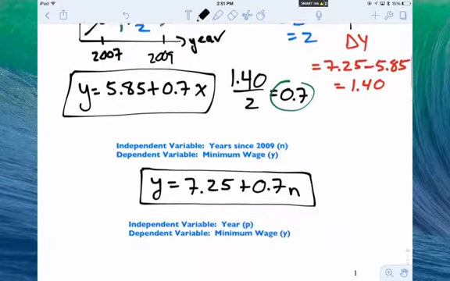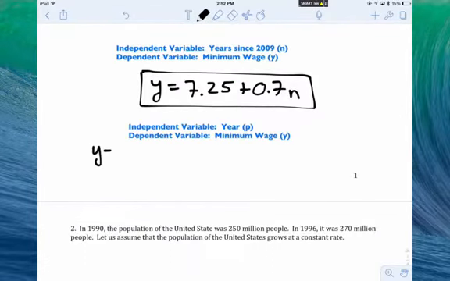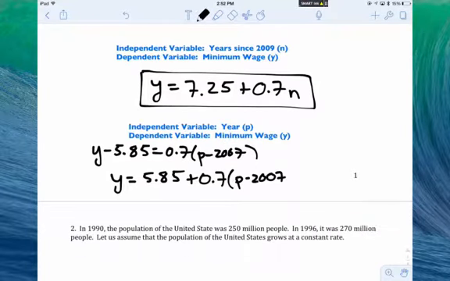So I think that we can make this equation as y minus 5.85 equals the slope 0.7 times the quantity of p minus 2007. Or how I really like to write it, as y equals $5.85. That is the starting point for our minimum wage, and it increases at 70 cents a year. But of course, that quote-unquote starting point, that wasn't in the year 0, that was in the year 2007. So if we substituted 2007 in for P, this would all be 0. We would of course get a minimum wage of $5.85.